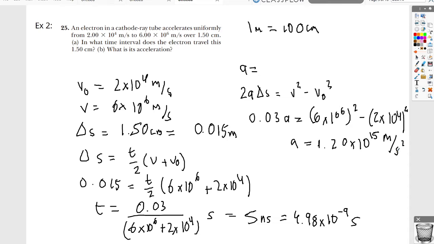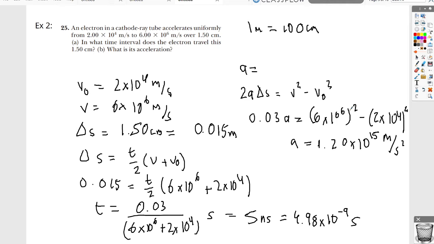So this electron is accelerating at this 1.2 times 10 to the 15 meters per second every second, which is, if it's accelerating like that for 1 second, that means it's traveling faster than the speed of light, which is crazy. But it's only traveling for 5 nanoseconds. So if it's traveling for this little amount of time, you can assume that it's average. You can assume that it's traveling at a linear constant speed.